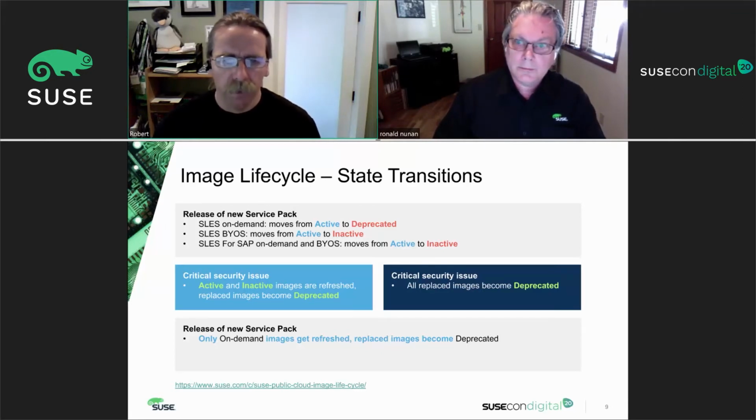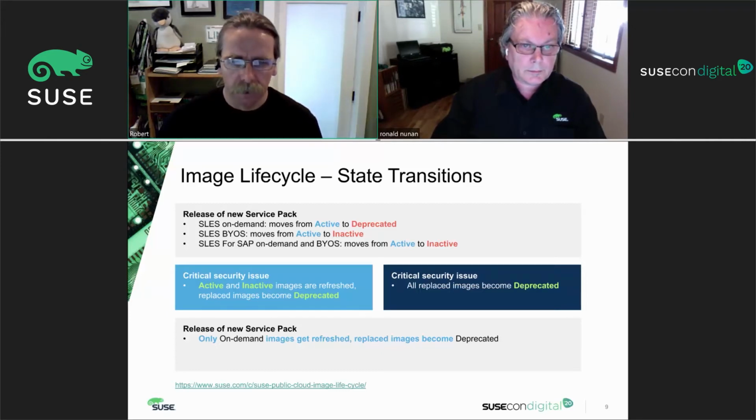And so the active images are on a 3-month life cycle, as you've seen in the previous slide. When there's a critical security update, which also triggers a state change, in that case, all active and inactive images get refreshed, and for every image that gets refreshed, the predecessor moves to deprecated immediately.